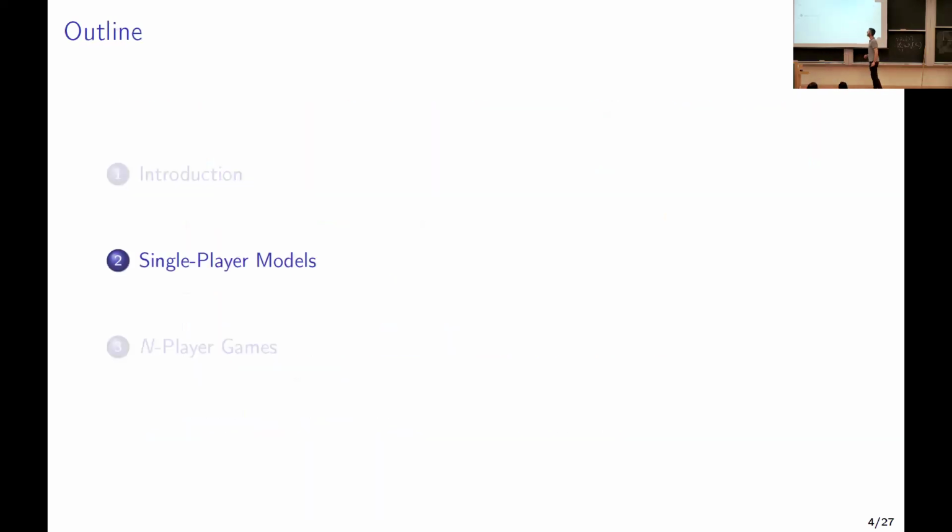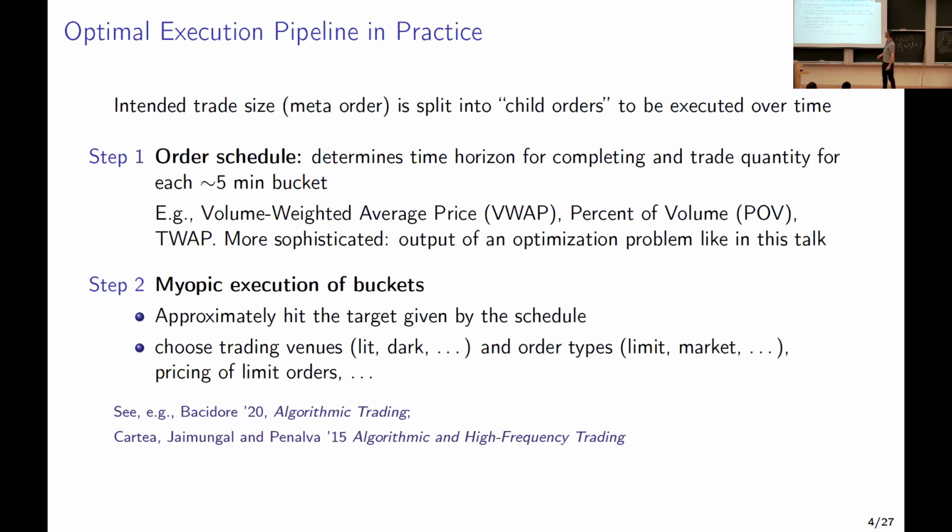Okay, I was actually going to say two more words here. Back to the order schedule: what could be a typical order schedule? The most naive thing to do is what's called TWAP. It just means constant in time speed, so all these chunks are of equal height. It's not very clear why calendar time would be particularly relevant to this problem.